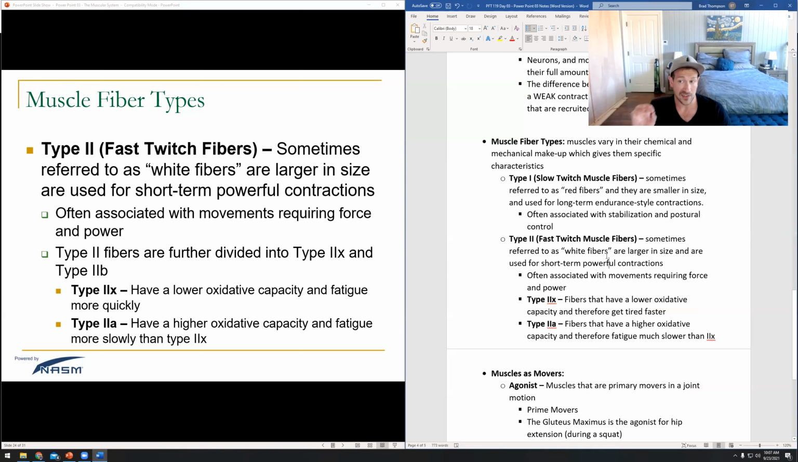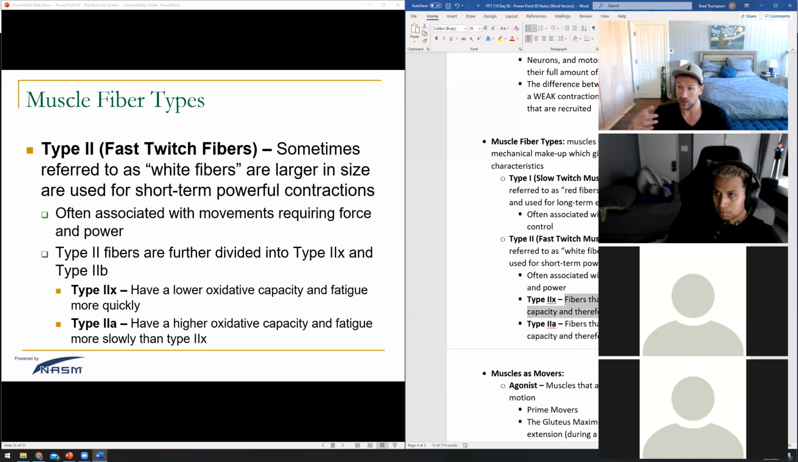Now, within fast twitch, we're going to further divide this into two subcategories. You're going to have your type 2X fibers, which are your true fast twitch. Think X, think extreme. Sometimes they'll be called 2B fibers. It depends on who you ask, but NASM says X, so we'll say X. And then you'll have your type 2A fibers. Type 2X fibers have a very low oxidative capacity. Therefore, they get tired really fast, but they are the true super fast twitch.